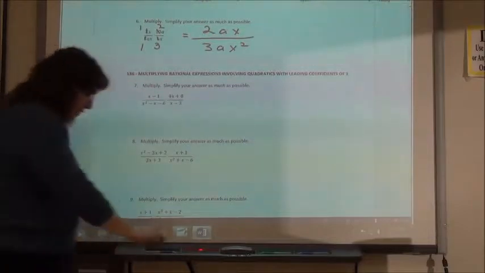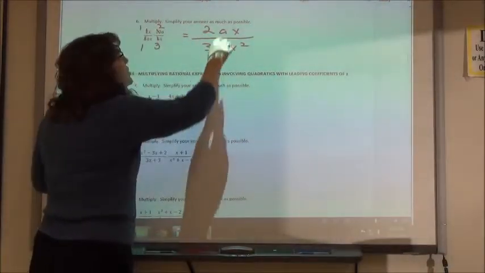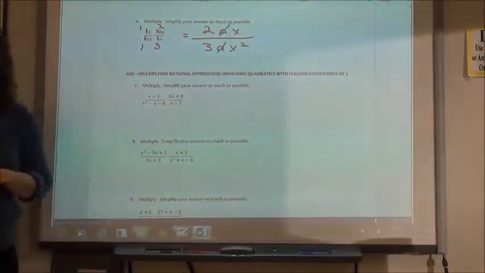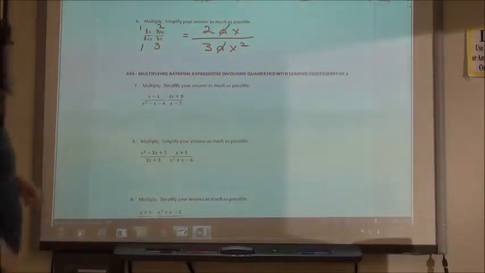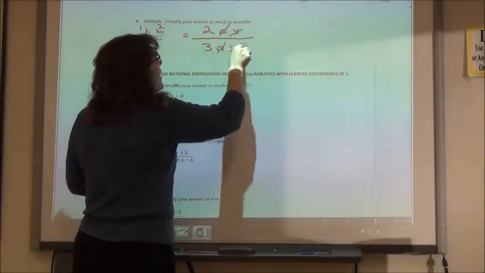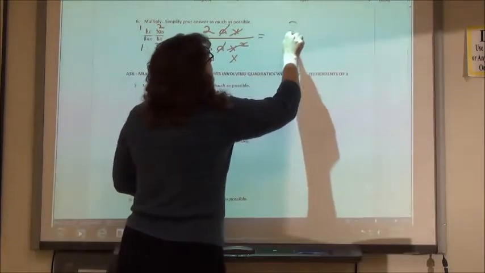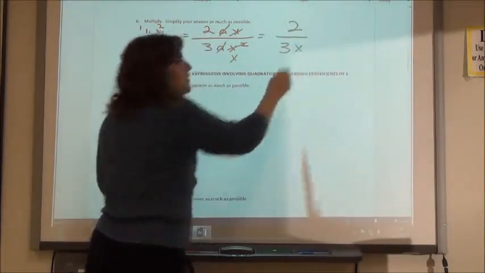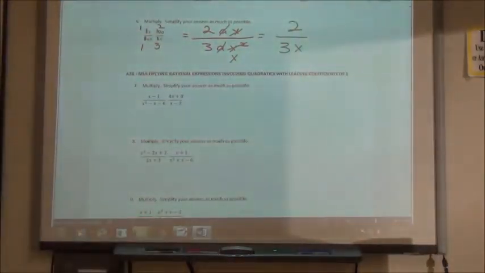Canceling. Well, I'm going to cancel out my A's altogether because there's 1 on the top and 1 on the bottom, so the A's will be gone. I'm going to take out one of my X's, and so I have an extra 1 down on the bottom, so 2 over 3X should be my answer. We get that? All right, good.